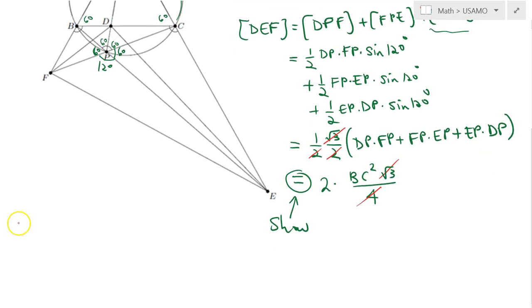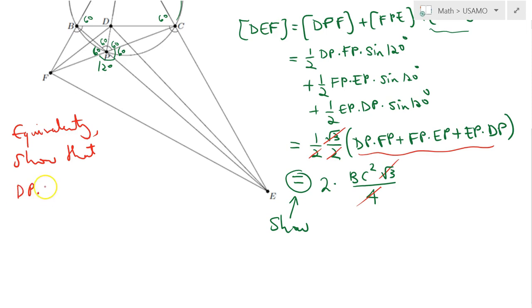So basically, the question can equivalently be stated as follows. Show that this expression here, DP times FP plus FP times EP plus EP times DP, is simply equal to 2 BC squared. That's it.